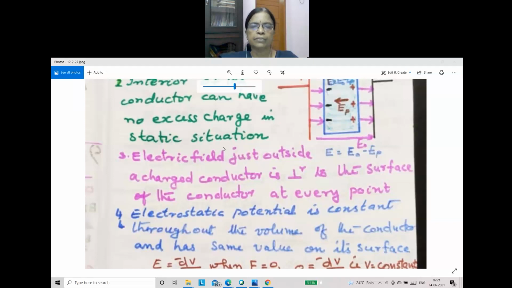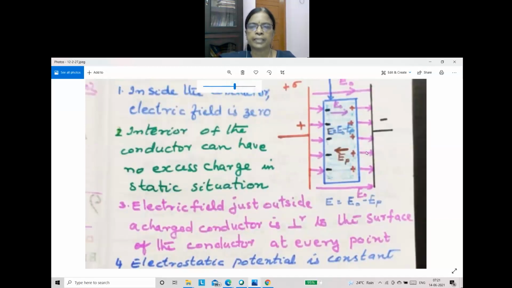Then, next one, electric field just outside a charged conductor is perpendicular to the surface of the conductor at every point. Electric field just outside, that means this electric field outside the conductor, is perpendicular to the surface of the conductor. See, how will you prove it is perpendicular?